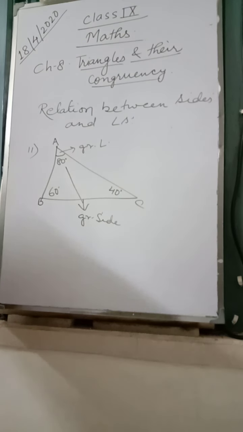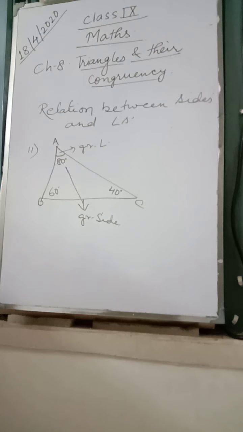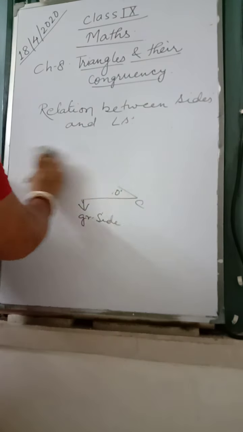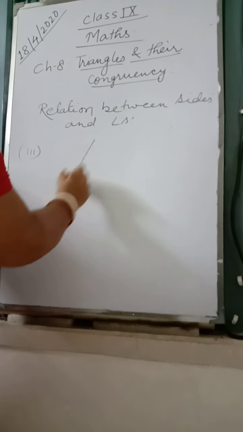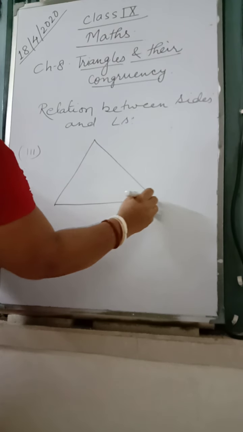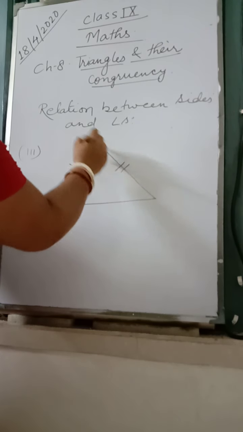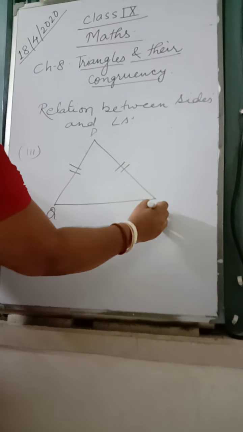The third relation is, if any two sides of a triangle are equal, then the angles opposite to them are also equal. Conversely, if any two angles of a triangle are equal, the sides opposite to them are equal. Now see, this is relation number 3. This side and this side are equal, P, Q, R.